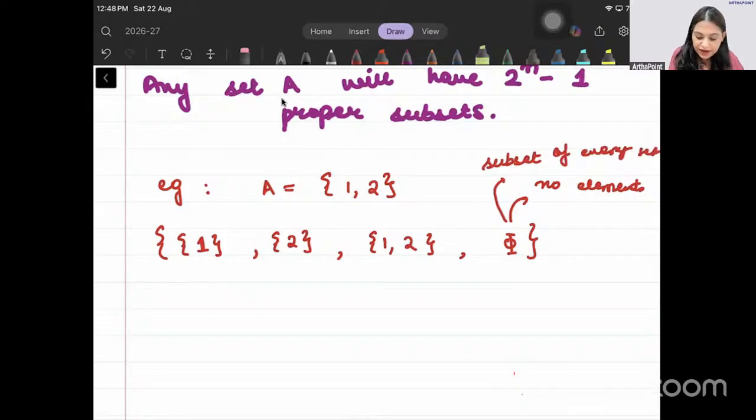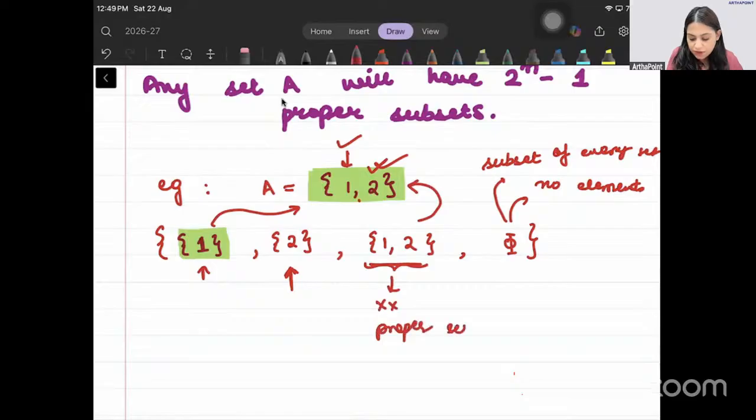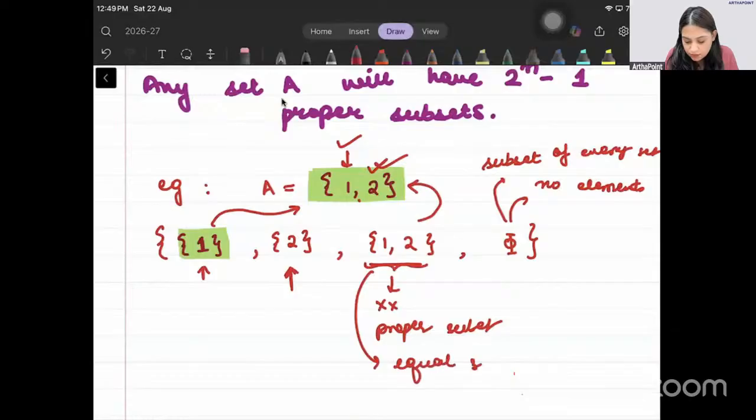So when we write the subsets of 1, 2, 1 will be a subset of 1, 2, क्योंकि जो भी इसमें आ रहा है वो इनमें आ रहा है. 2 will be a subset of 1, 2 because whatever is coming here is coming here. 1, 2 is also a subset of 1, 2. Whatever is coming here is coming here. But it's not a proper subset. ये proper subset नहीं है. Because for it to be proper, you should have elements lesser than the actual set. This is actually an equal set. And null is a subset of every set.